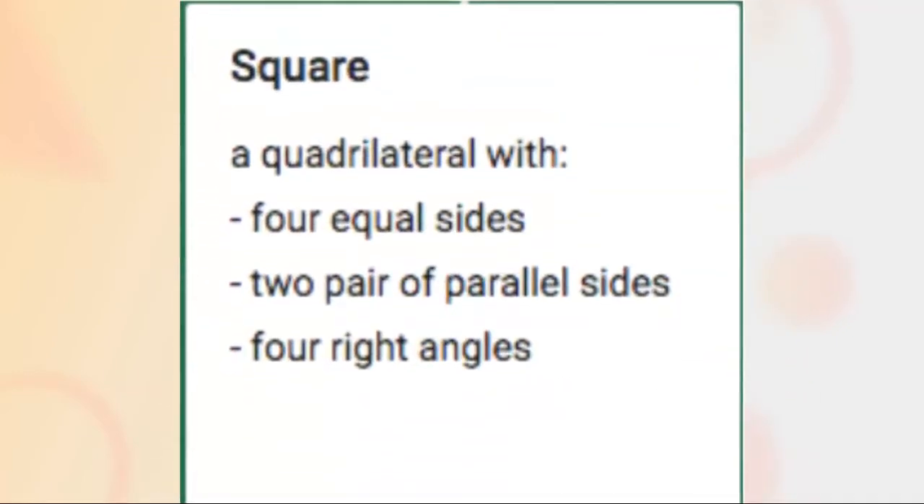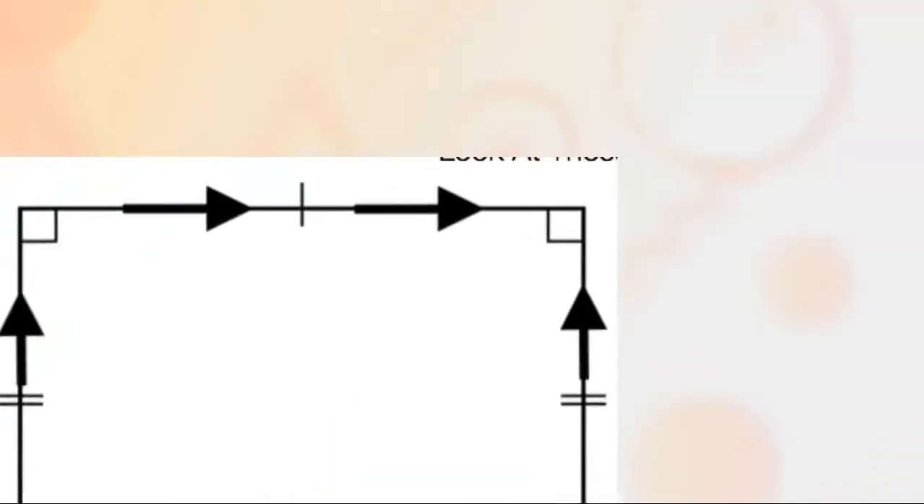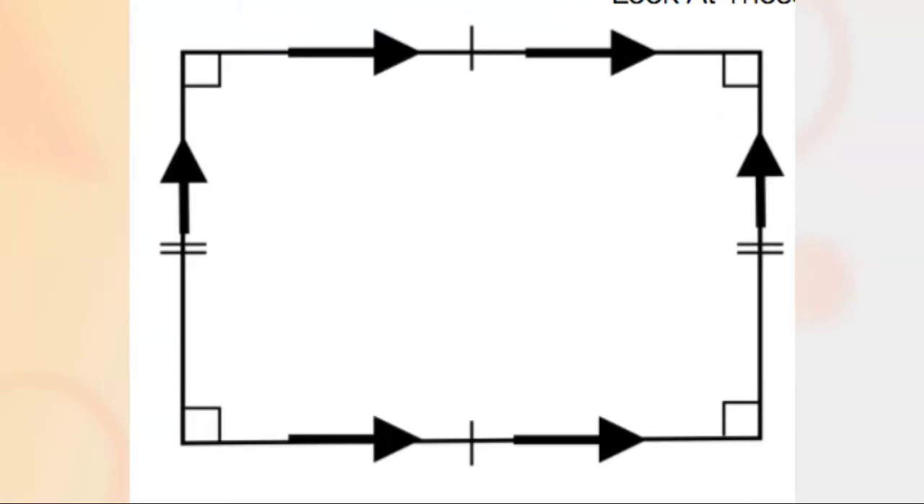So that brings us to our official definition. A square is a quadrilateral with four equal sides, two pairs of parallel sides, and four right angles. Now, let's work with this shape. Yes, I know you guys have been calling it a rectangle, but what do the annotations tell us?